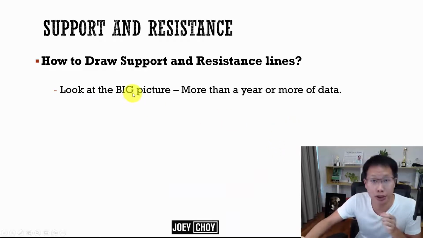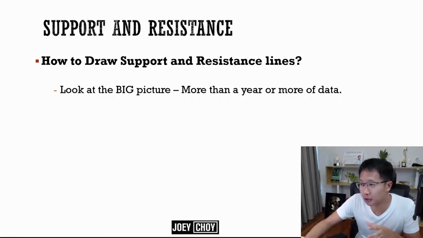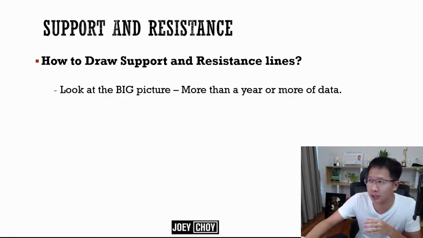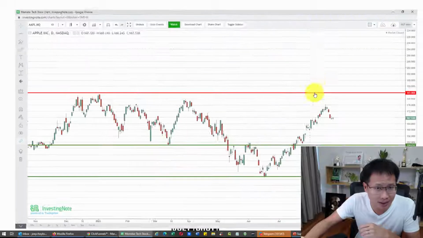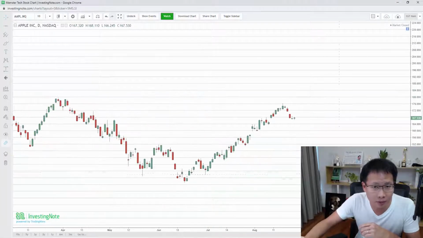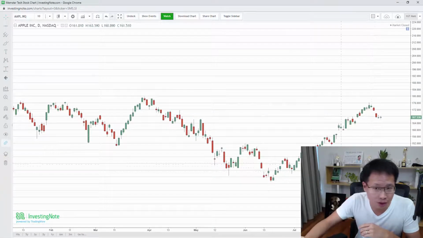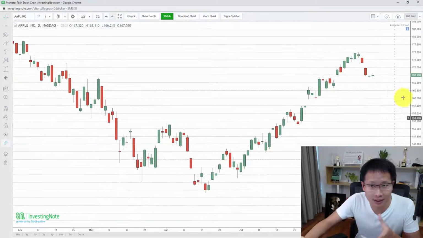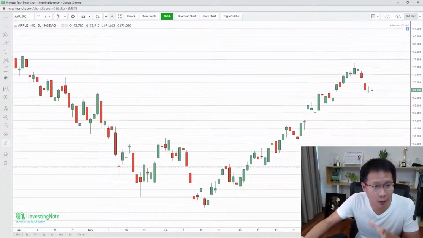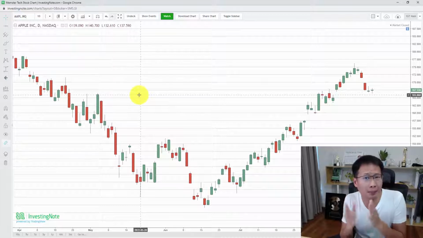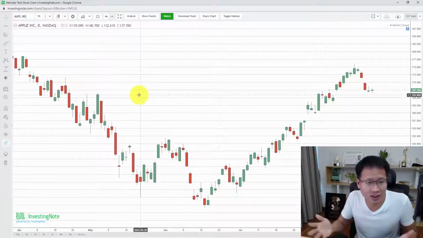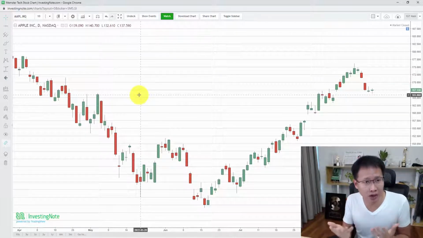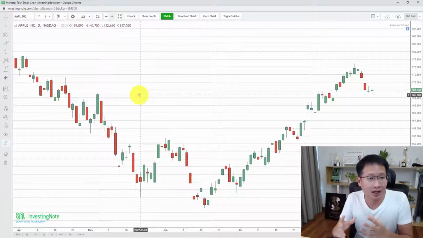So we look at the big picture, right? We're going to look at a year or more. You don't want to just zoom in. Most of the time, let me just show you what I mean. This is Apple right here, and most of the time people will zoom into a very close period, and it's like $167 right now, and look at a very short period like a month or a few weeks, and it doesn't really show anything. You can't really tell the trend or the price level in perspective.